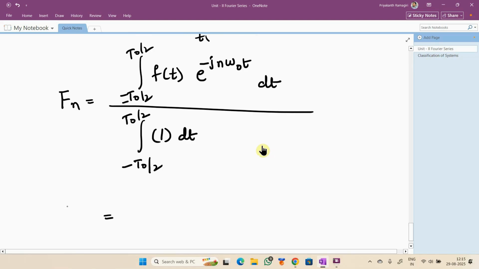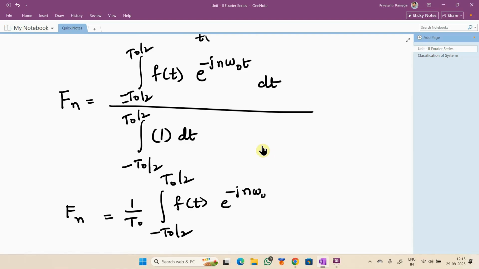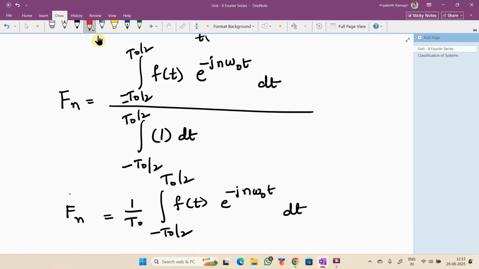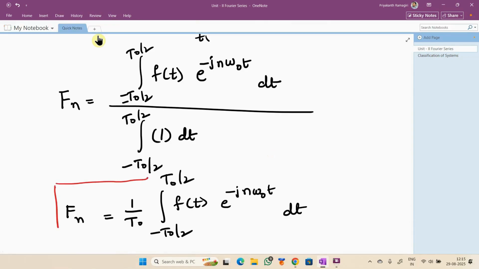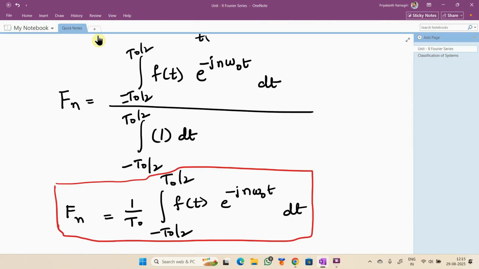Now tell me the final expression for fn. 1 by t naught, integral from minus t naught by 2 to t naught by 2, f of t e power minus j n omega naught t dt. Nice. This is how we use this formula for finding the Fourier series coefficients in exponential Fourier series.